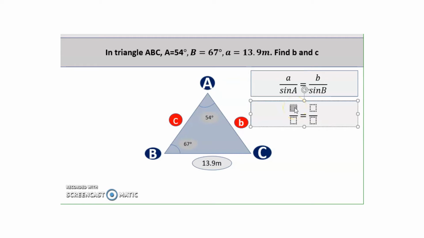So to substitute here, our a becomes 13.9. So we are having sine, our angle A is 54 degrees, while our b is what we are looking for. So b remains b. Then sine B, our angle B now is 67 degrees. So we fix in 67 degrees. The next thing we are going to do here is to cross multiply.